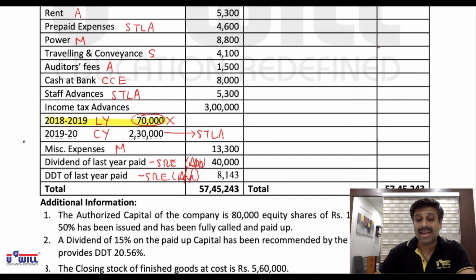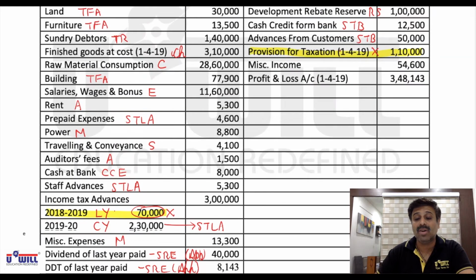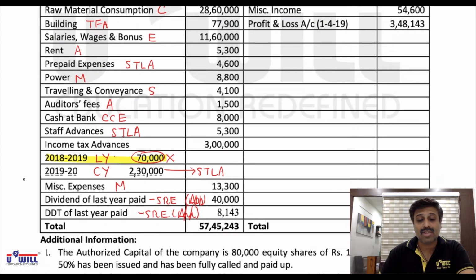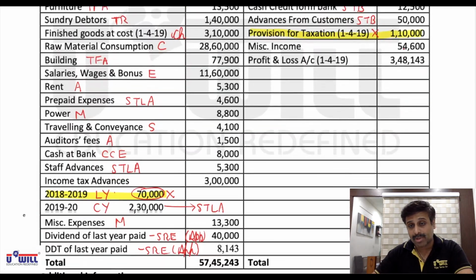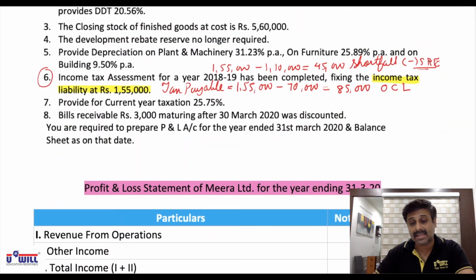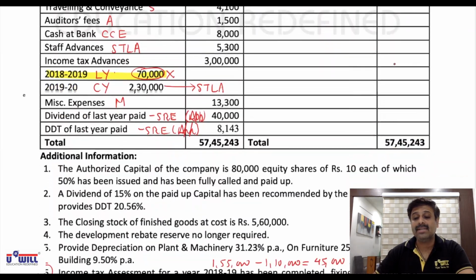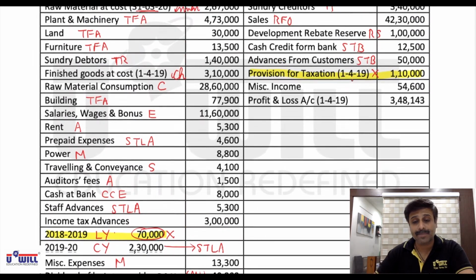So this 1,10,000 also will have no effect. This 70,000 also will have no effect. Both of them are to be compared with the income tax liability of last year. If tax liability is more than advance tax, show it as tax payable in other current liabilities. And if it is less, then refund receivable in other current assets. Same way, if tax liability is more than provision for tax, then the shortfall we will minus in the statement of retained earnings. If provision for tax is more than the liability, the surplus we will add in the statement of retained earnings. I hope everyone is clear with that.